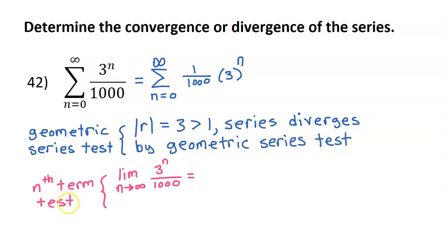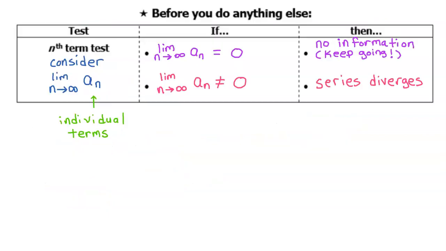For the nth term test, you start by asking yourself, what is the limit as n approaches infinity of the rule? And you have to write this down. In this case, the denominator is a constant, while the numerator is getting bigger and bigger and bigger. So the overall value of the fraction is approaching infinity as n approaches infinity. That means the limit does not exist. Don't put an equal sign in front of it.